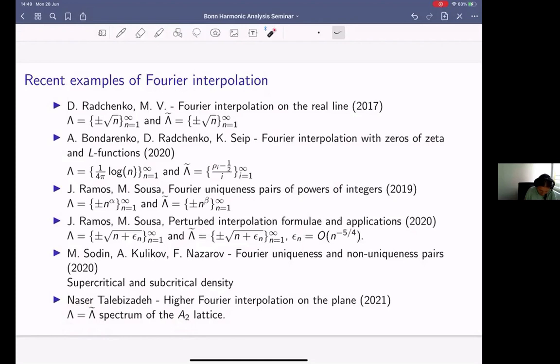And at least it's true because the reason for this is that this pair is less dense than our, so to say, critical case, because not all square roots of integers are represented by the lengths of vectors in the A2 lattice. And so we don't have uniqueness in this case.